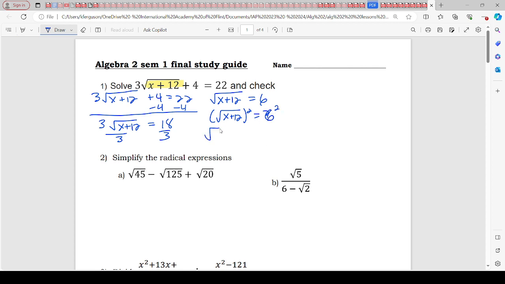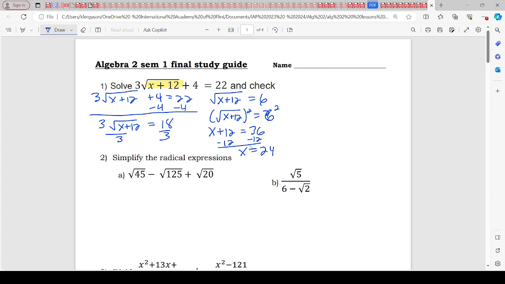And so now those two things cancel. And I just wrote it anyway. So those two things cancel off, and now I just got x plus 12. But on this side, I got 6 to the second power. So that's 36. All right. So now it's just a regular equation. I just subtract 12 from both sides, and x equals 24.